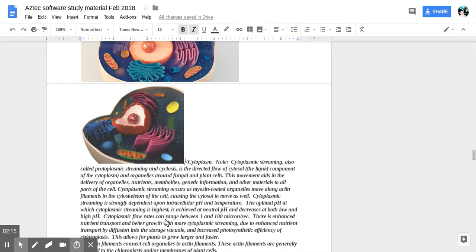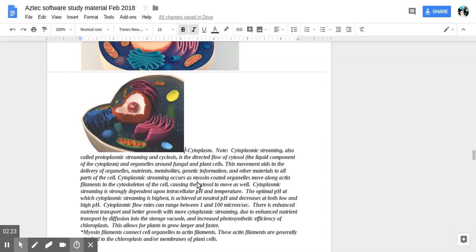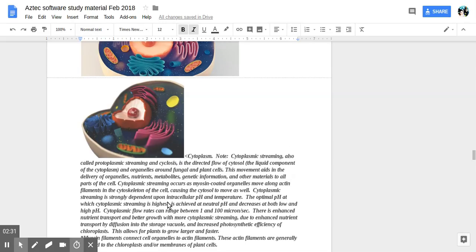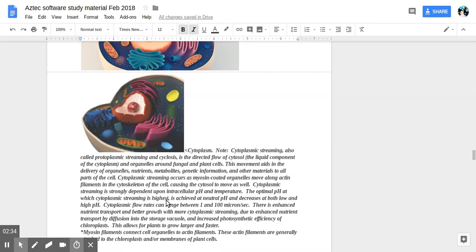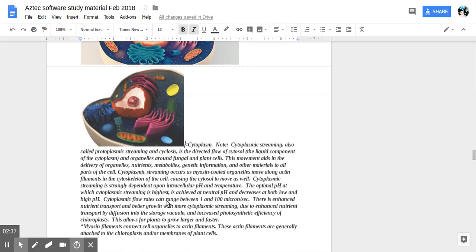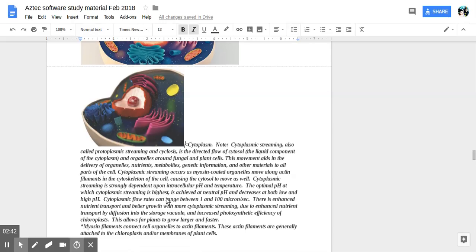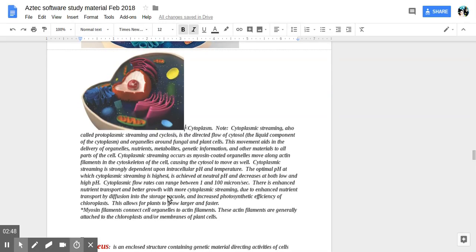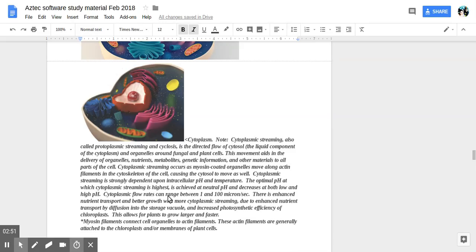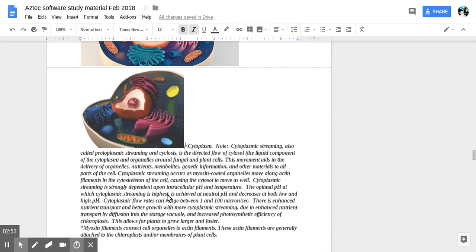Cells also have a storage vacuole, bigger in plant cells than animal cells. And in plant cells, you also have photosynthesis. The photosynthetic efficiency of chloroplasts also increases with increased cytoplasmic flow rates. Myosin filaments connect the cell organelles to the actin filaments. These actin filaments are attached to chloroplasts and membranes and all the different organelles.